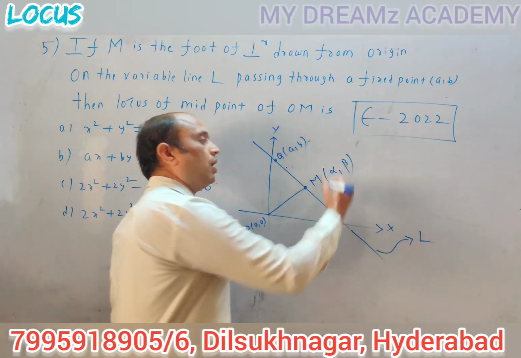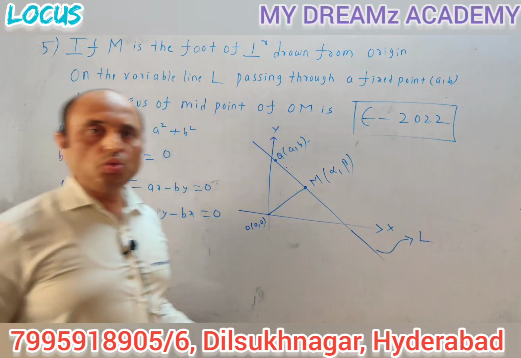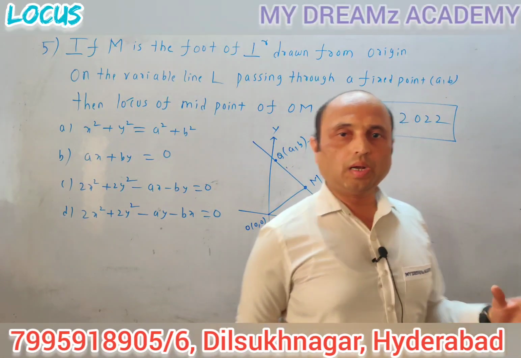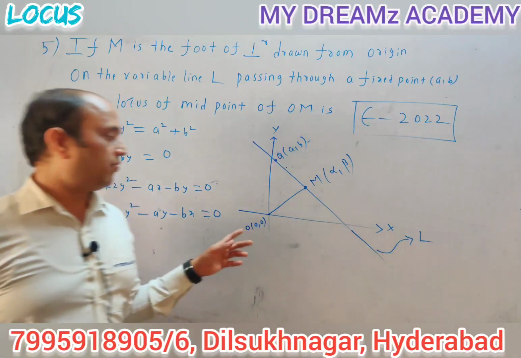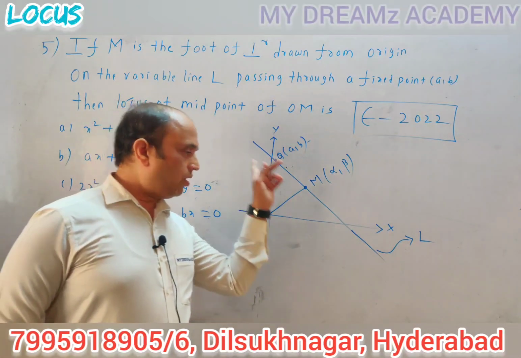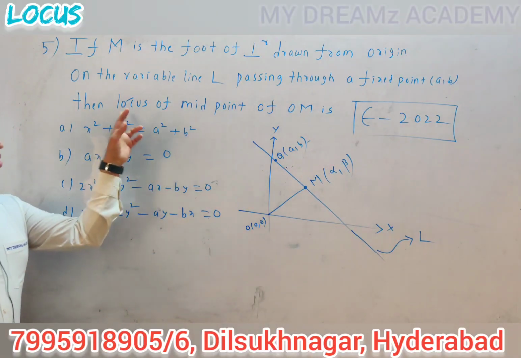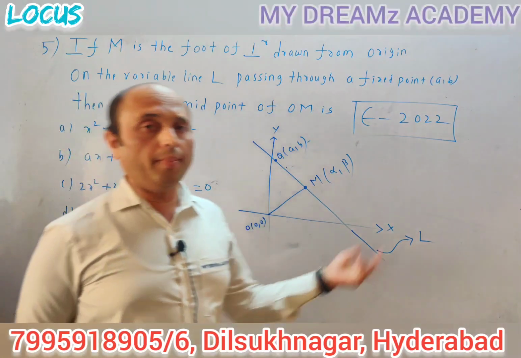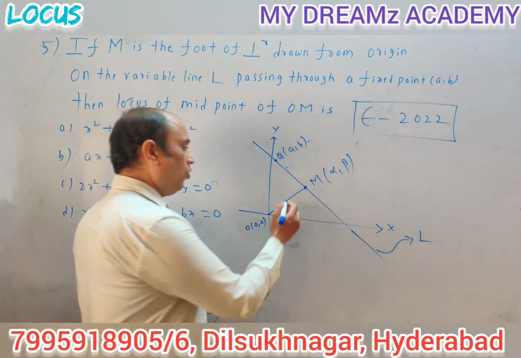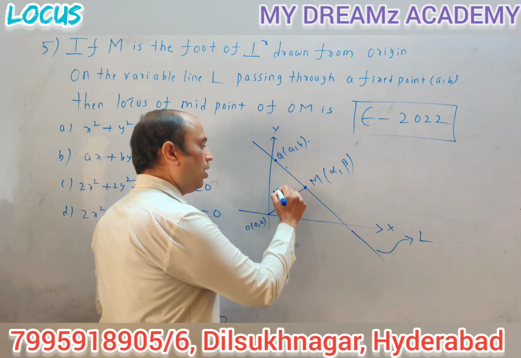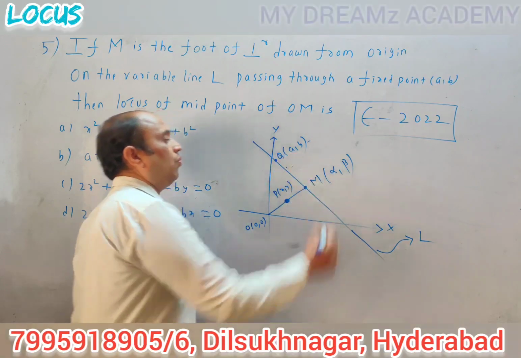Assume that alpha comma beta is the foot of perpendicular drawn from the origin to the given line. Now here we want to find the locus of the midpoint of OM.